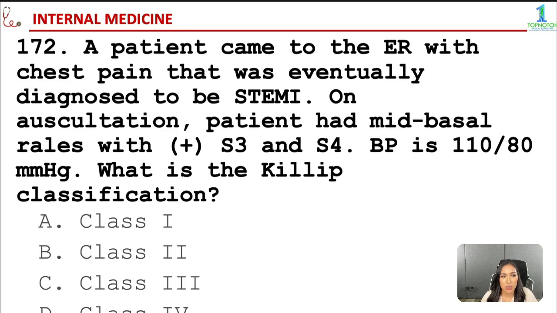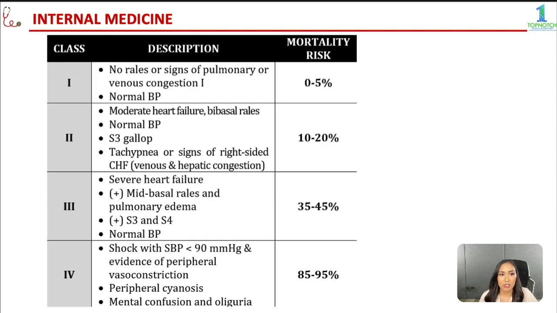172, a patient came to the ER with chest pain that was eventually diagnosed to be STEMI. On auscultation, patient had mid-basal rales with positive S3 and S4. BP is 110/80. What is the Killip classification? It is class 3. Why? Let's look at the Killip class, no? Class 1, normal BP, no symptoms at all of heart failure. Class 2, may moderate heart failure ka na, pero normal pa rin BP mo.